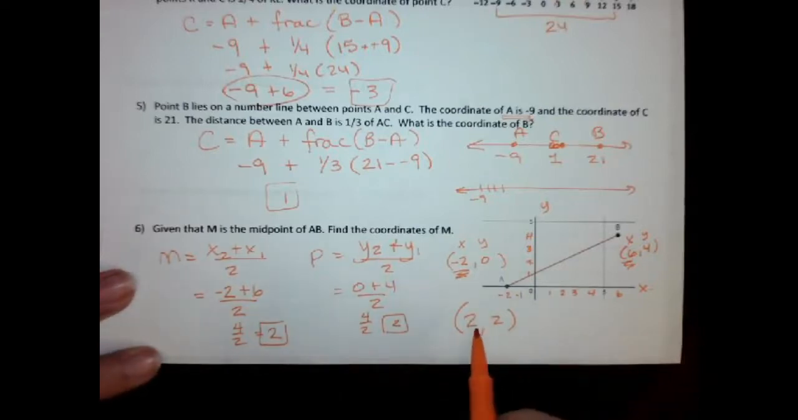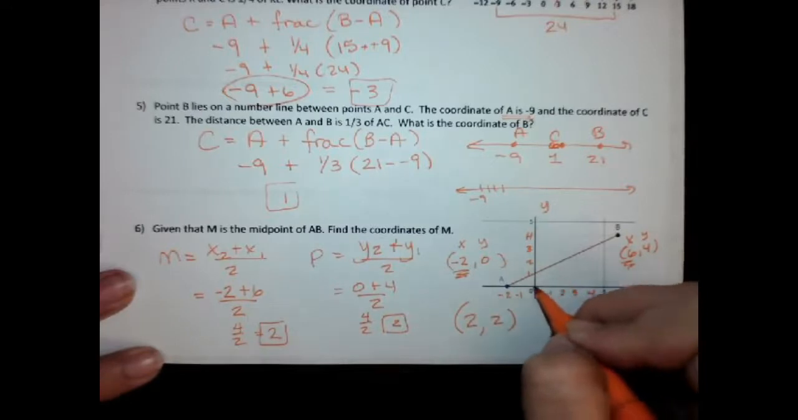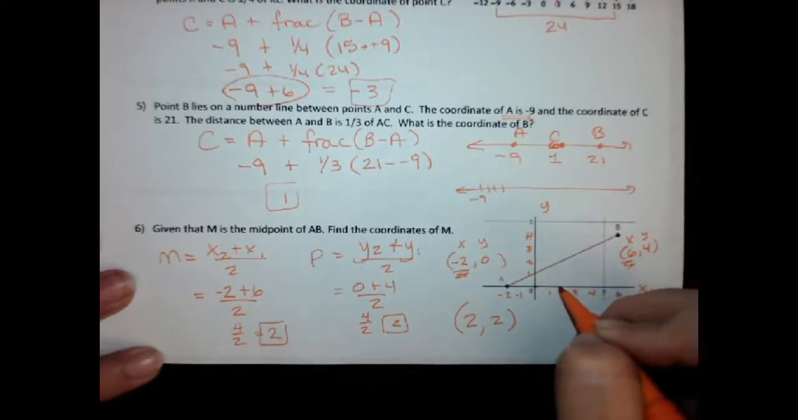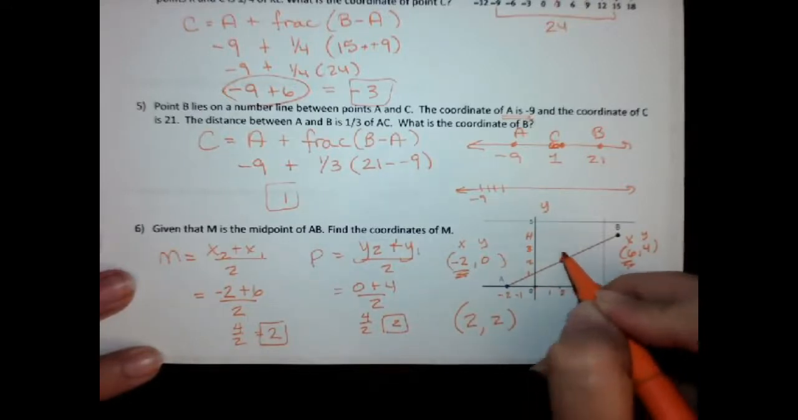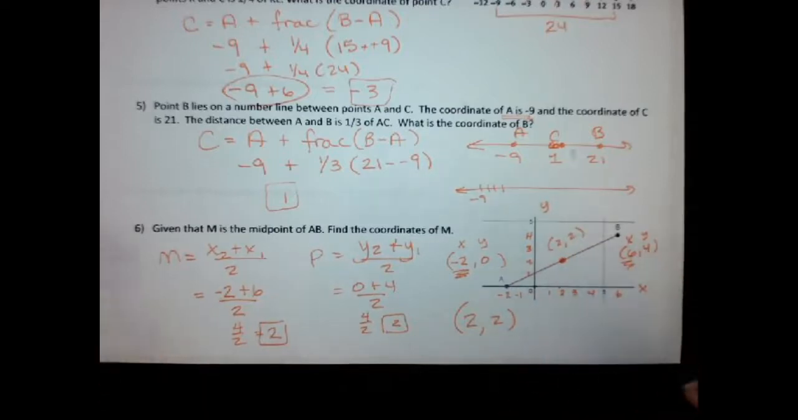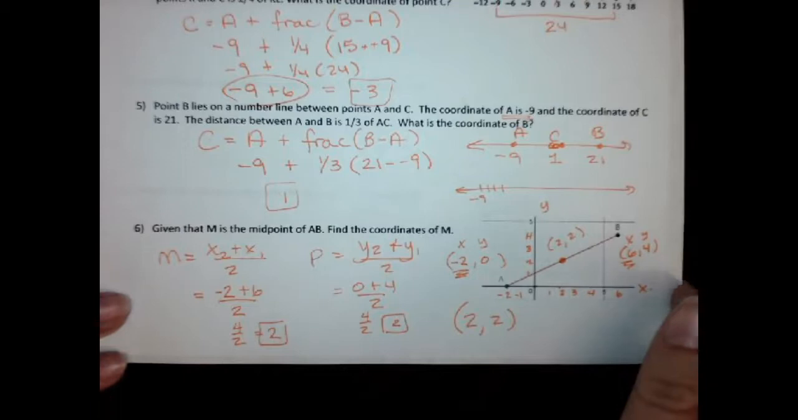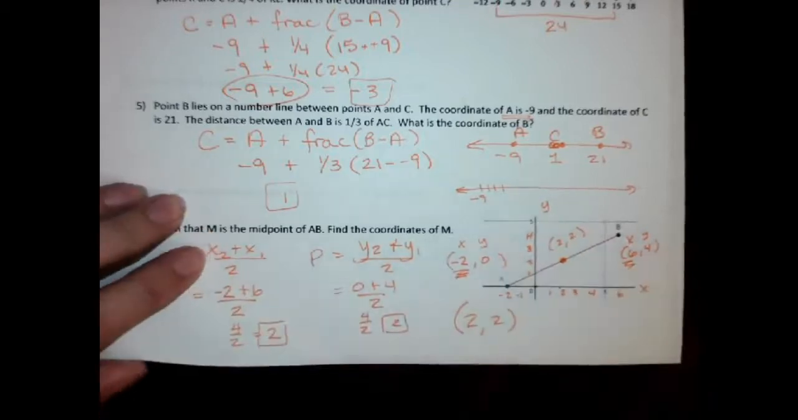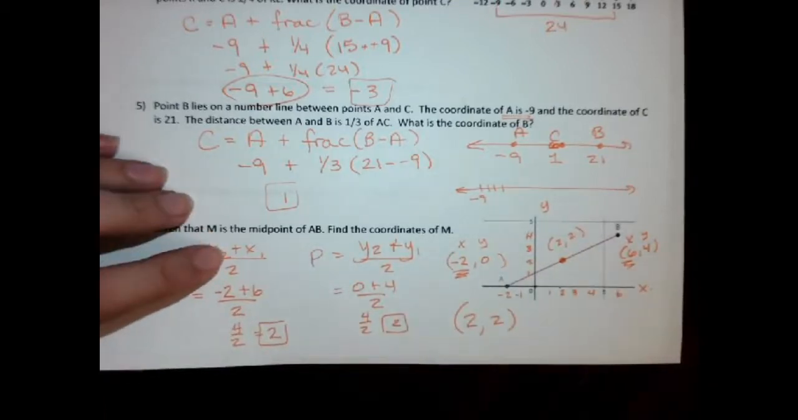Okay, so that gave me 2, 2. And so I can go over and I can plot this. Over 2, up 2. And then I can look at it. Does that look like it's in the middle? It should. I'm giving you extra scratch paper when you do the test or the retest. Go back and plot each one of these and make sure they look right before you turn it in. Okay, the other half of this is going to be on the second video, so please watch that.